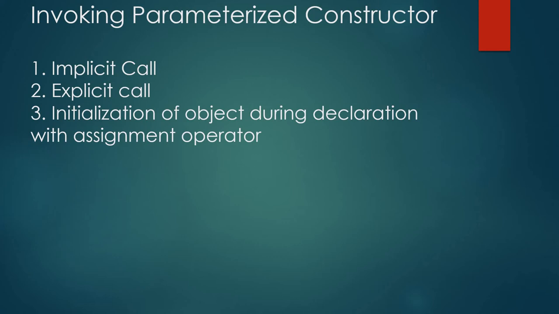Invoking parameterized constructor. Parameterized constructors are invoked when the objects are created with arguments. There are three methods for invoking a parameterized constructor: implicit call, explicit call, and initialization of object during declaration with assignment operator.